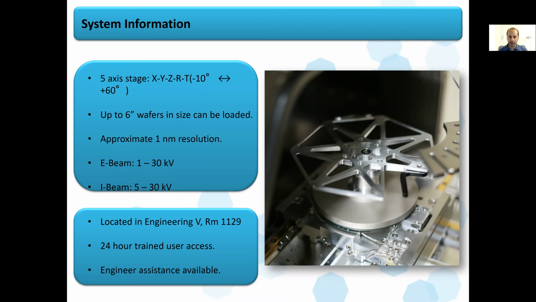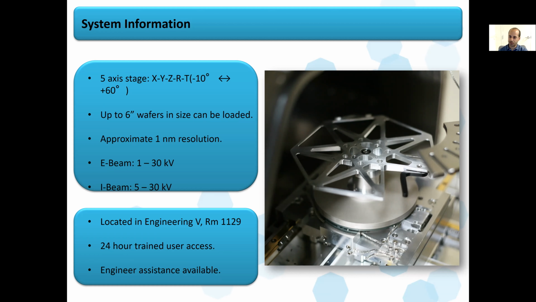And we're located in Engineering 5, if you're not familiar with that. I think I have a map coming up in a second. If you do ever get trained on this system, there is 24-hour access as long as you have access to the building. So there's a lot of flexibility for you to use this system. And then, of course, there is assistance by me or another engineer to operate the system for you.